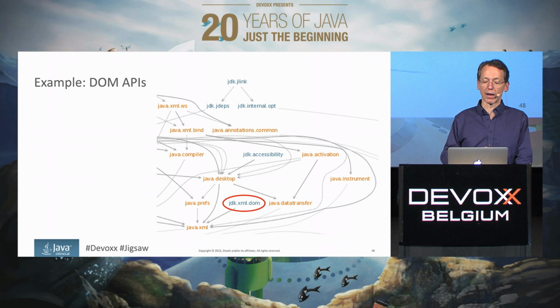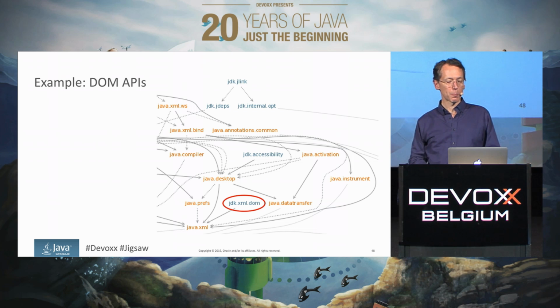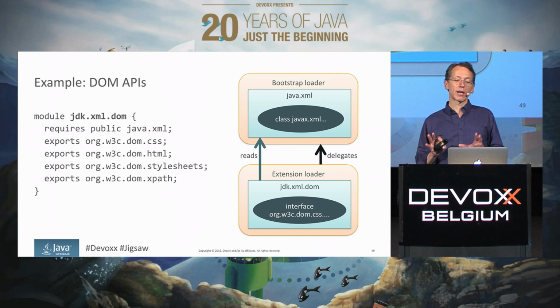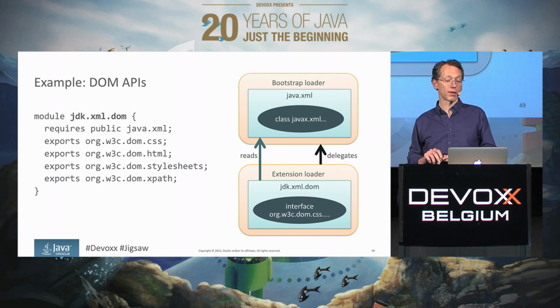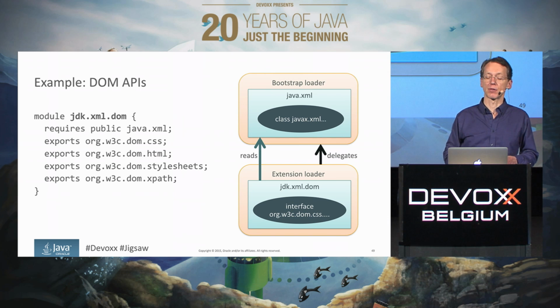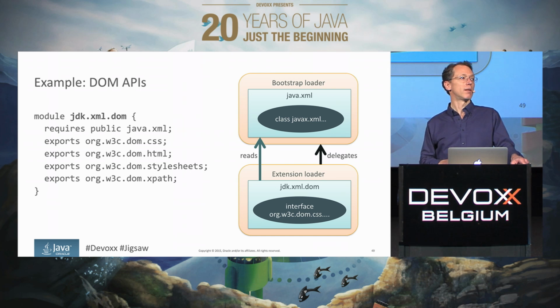In the JDK module graph, there's jdk.xml.dom near the bottom. In the boot layer, we planned to map the jdk.xml.dom module to the extension loader, since it has no need to be in the Bootstrap loader. This looks good. jdk.xml.dom requires java.xml, and the extension loader will delegate to the Bootstrap loader for types exported by the java.xml module. Great.